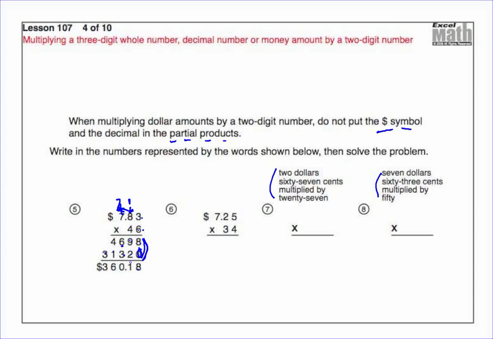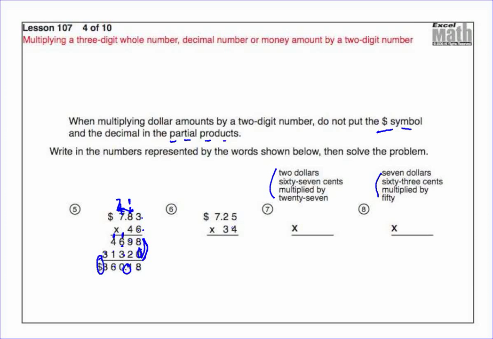8 and 0 makes 8. 9 and 2 makes 11. Carry the 1. 6 and 3 is 9. Plus 1 is 10. Carry the 1. 6, 3. And the decimal point needs to go over 2 spots right there. And don't forget your dollar sign.